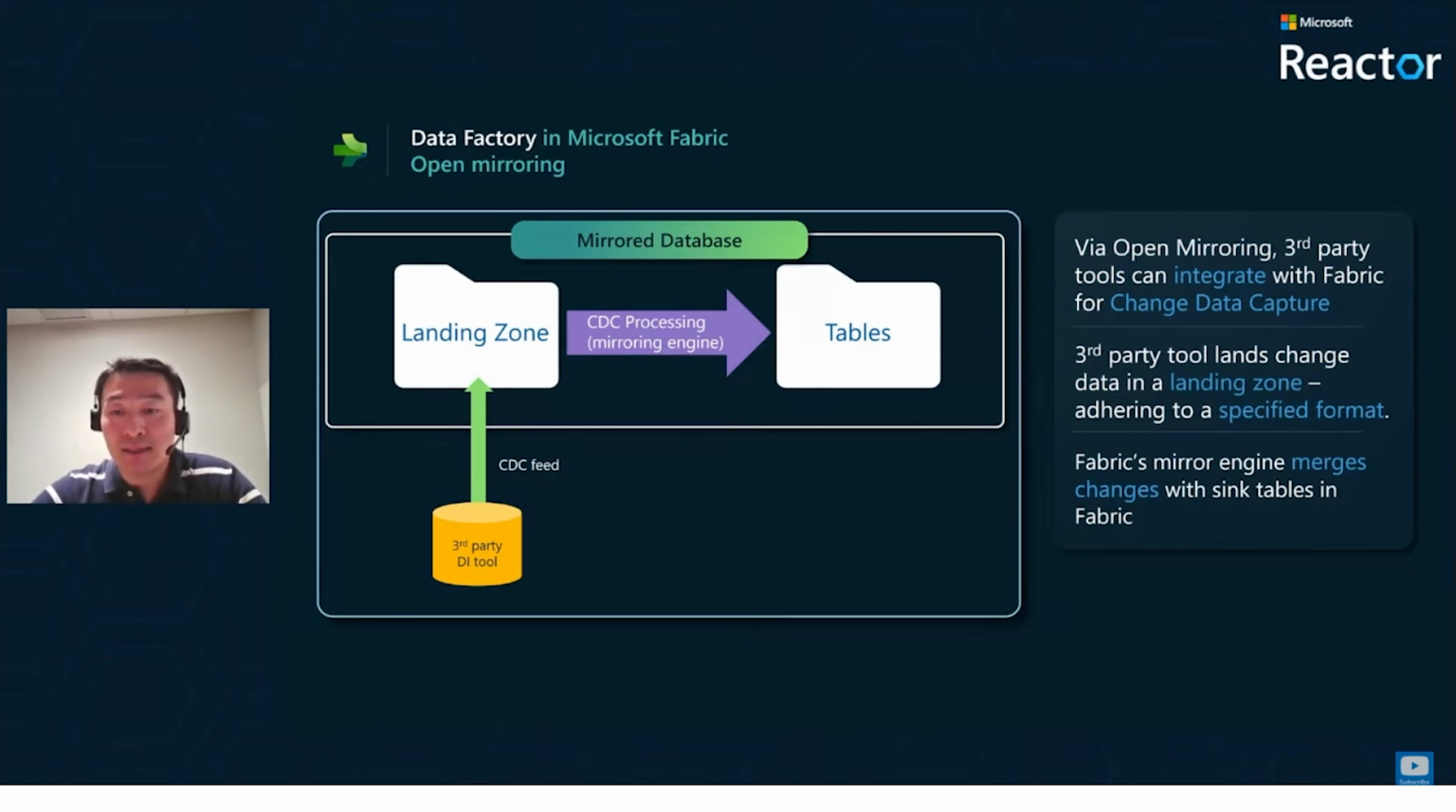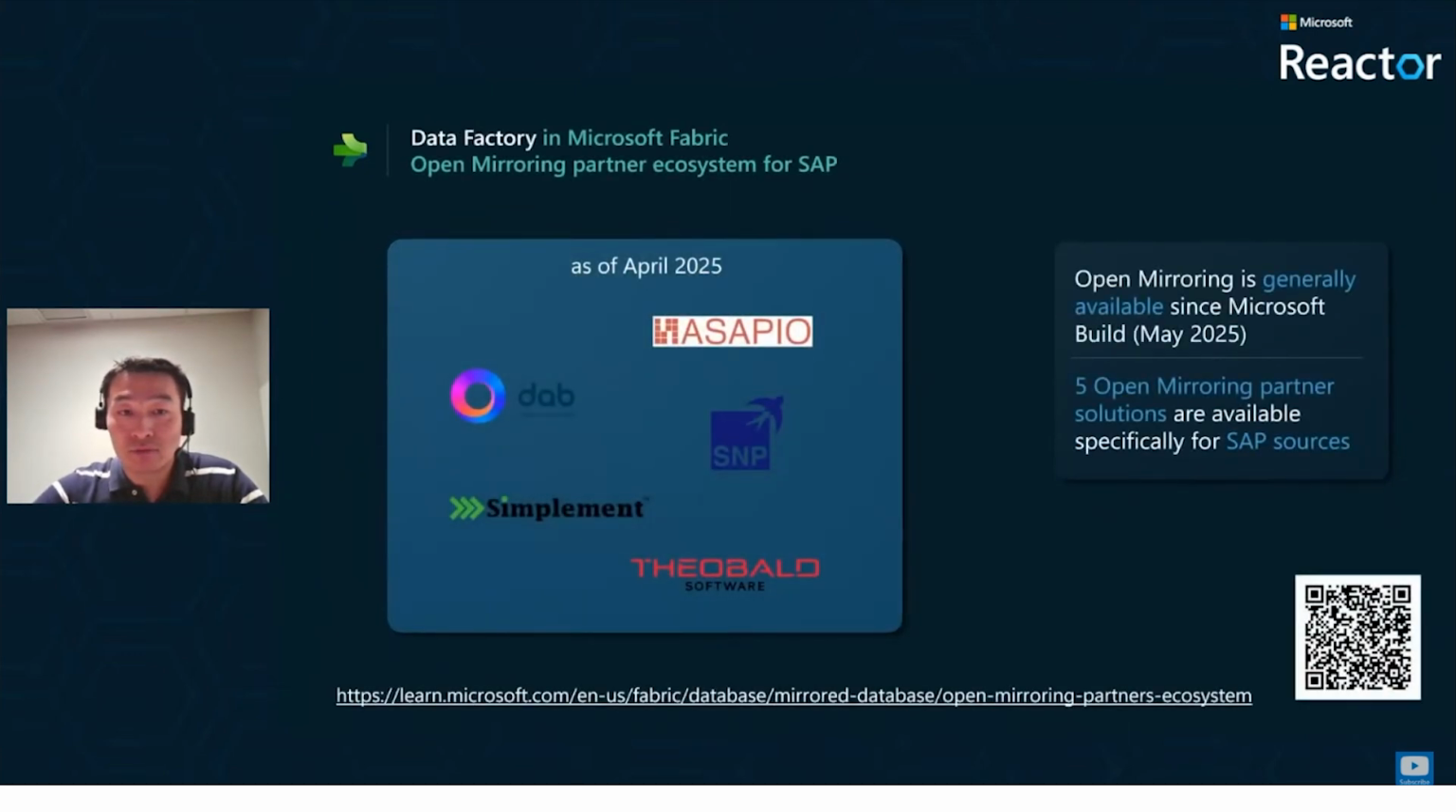The first step is the third-party tool writes data from SAP into the landing zone, in a specific format that we have defined. This includes the instruction on how a new record or a deleted record should be marked. All of those specifications for the process are documented. So you can also access the documentation through the QR code here.